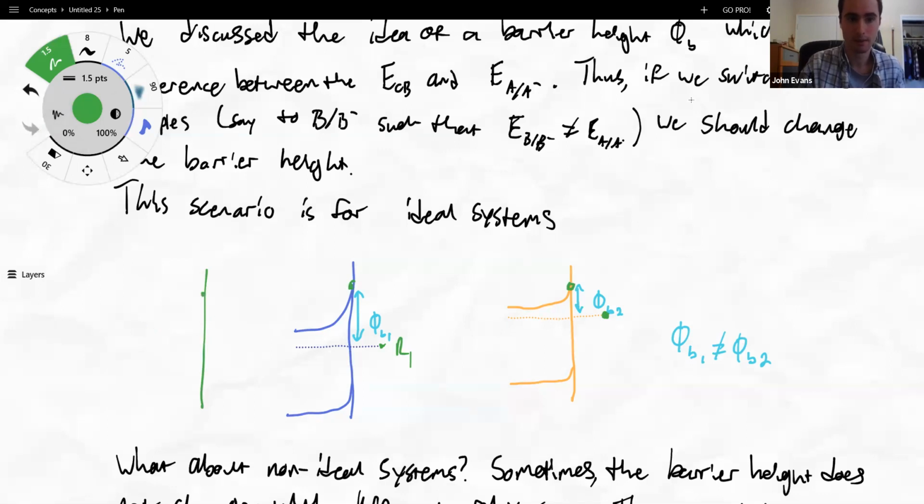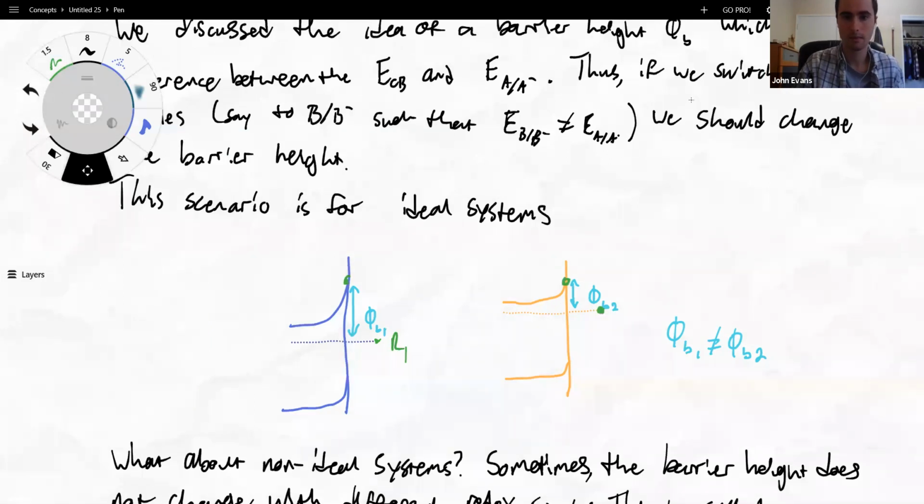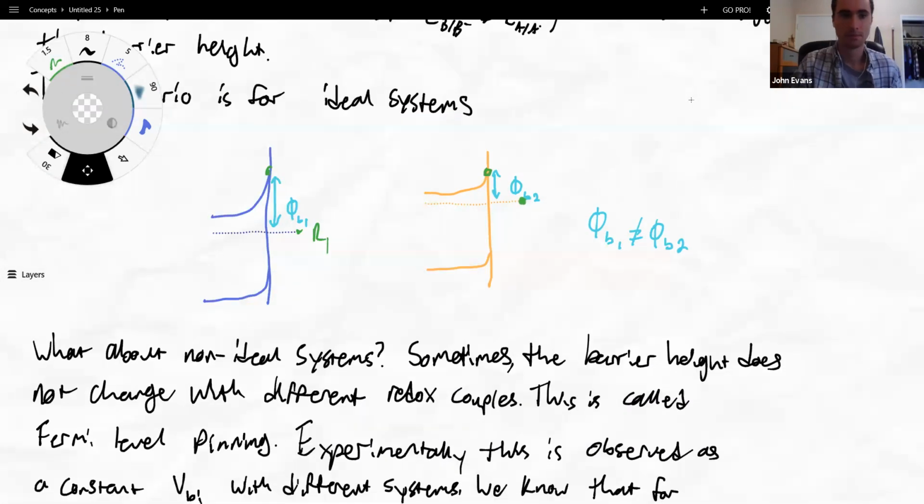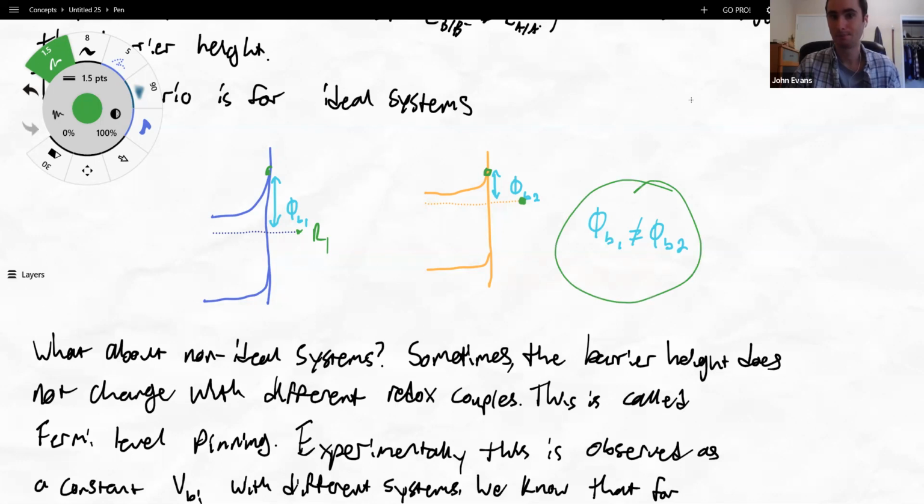Similarly, you could imagine a situation where we have much higher band bending, right? Similar idea. So in this case, we've changed redox potentials, we've changed redox species, and thus we have changed the barrier height.